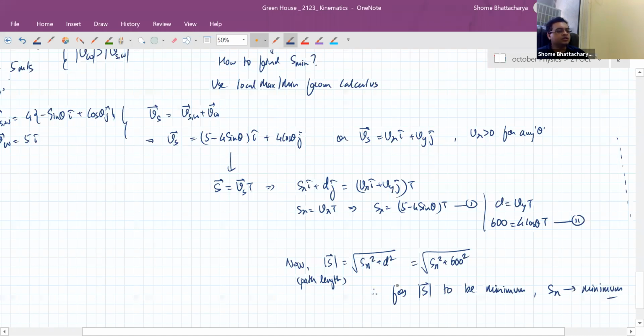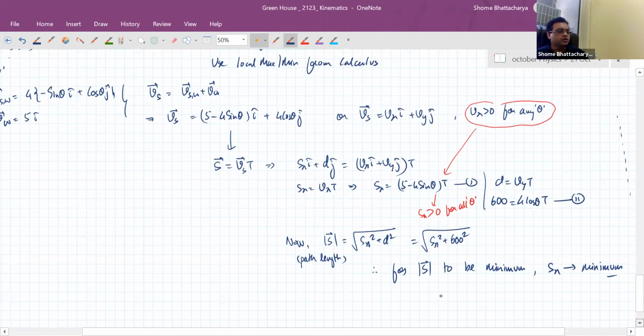But at the same time, we've already seen here that Sx cannot be 0. We already understood this, because this velocity's x component is greater than 0 for any theta. So this also shows us that Sx is greater than 0 for any value of theta. Okay. So we want to minimize it, but it can't be 0. So how to minimize it?